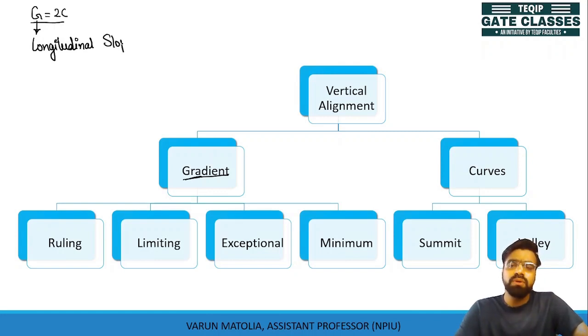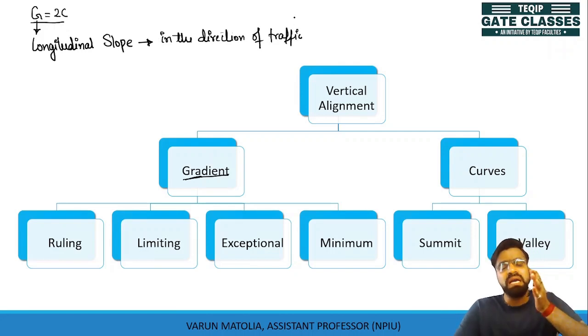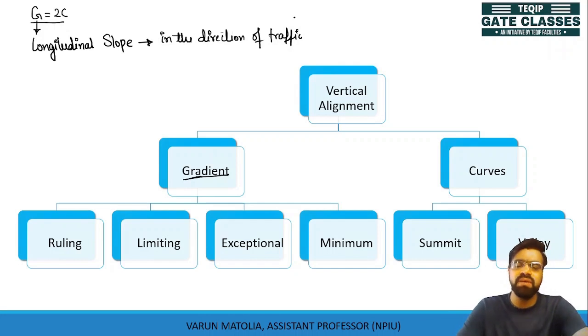Longitudinal slope on the road. This longitudinal slope is in the direction of traffic, where our traffic is moving in the same direction. If a slope is visible, that will be known as gradient. The camber is provided in order to drain off the surface water. Similarly, the minimum gradient is also required to drain off the surface water.